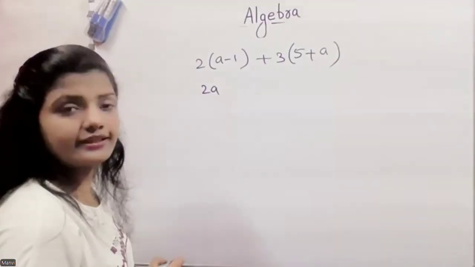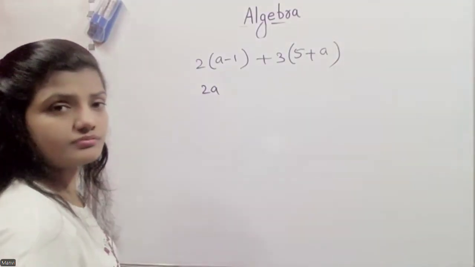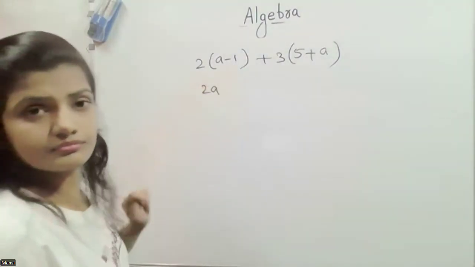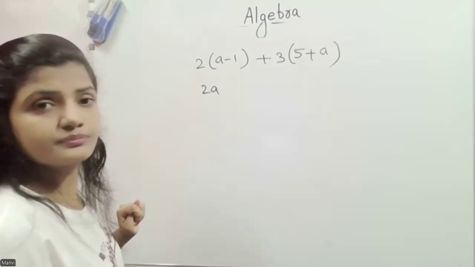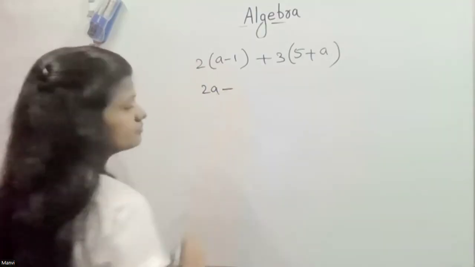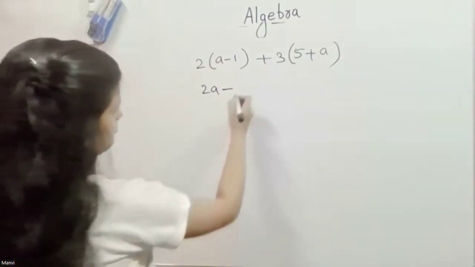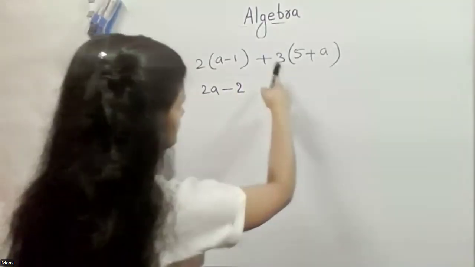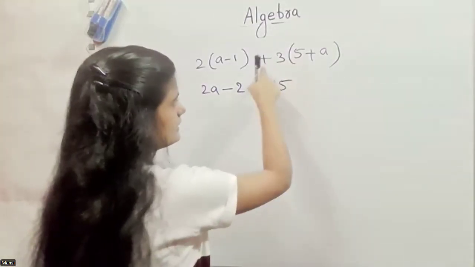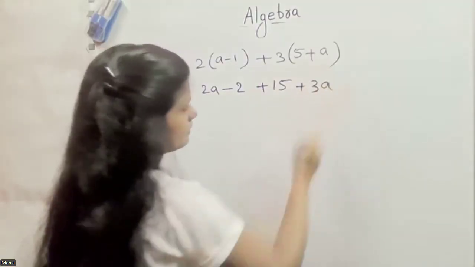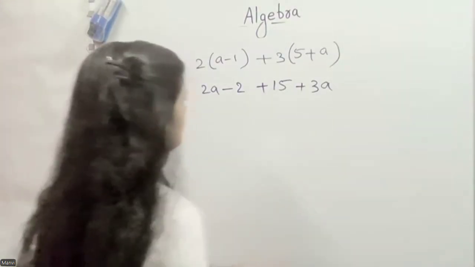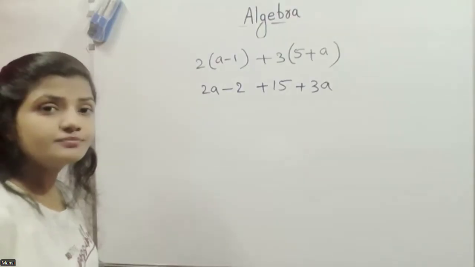Then 2 times minus 1, which is different signs, minus means negative, right? Minus 2. Okay, now 3 times 5. Same sign means plus 15, and then 3 times A, which is plus 3A. Okay, now combine the like terms.